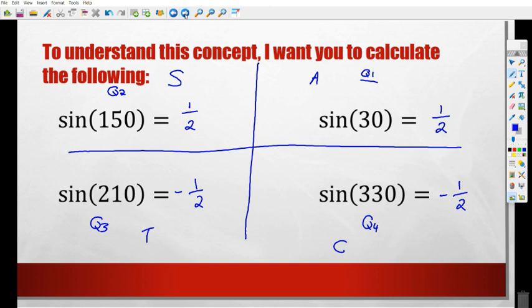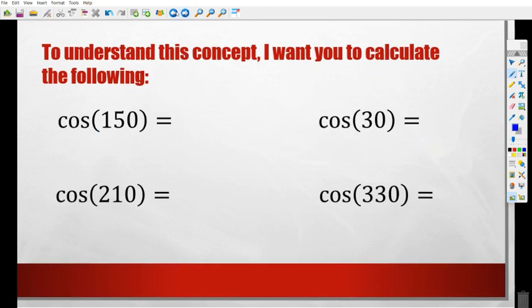Let's see what this means. I want you to do the same thing for cos, to see if the same thing happens with the ratio of cos. We know that sine ends up with halves everywhere, but let's see if cos is the same. Just pause the video and work all of these out on your calculator. I assume you've paused and done it already.